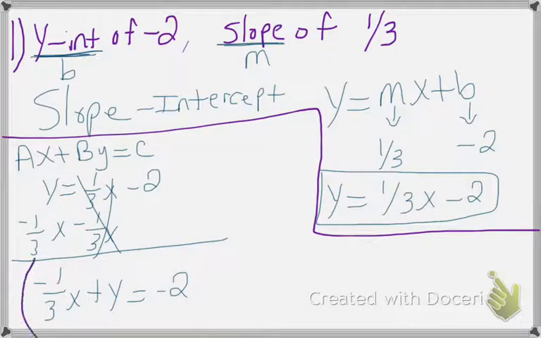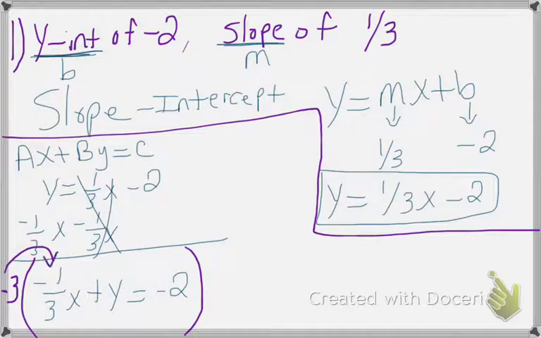So we need to multiply. How to get rid of a negative? By another negative. This is 1 divided by 3. How to get rid of divided by 3? You times 3. So we're going to multiply everything by a -3.